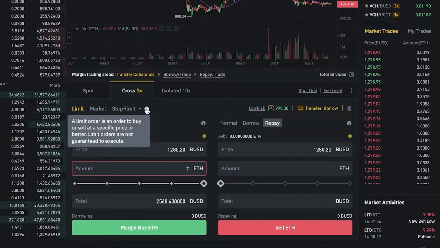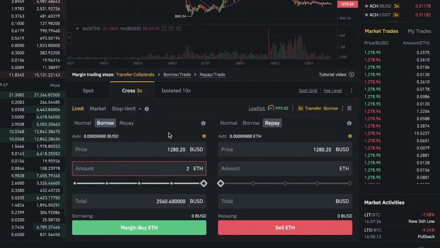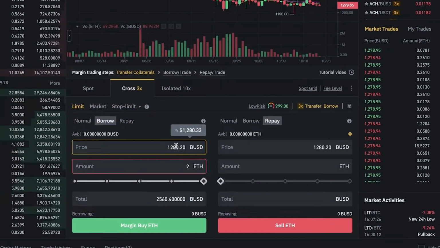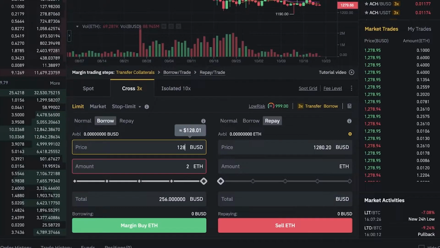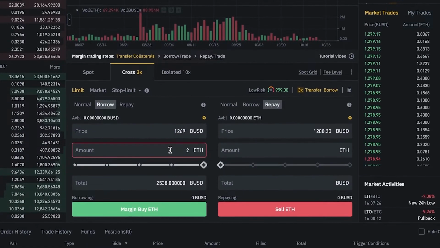This is what a cross 3x trade is, and a limit order is to buy at a specific price or to sell at a specific price depending on the price that you enter. So you can see the current price is 1279, and the limit order that I'm putting in will be lower than that. So I would go with 1269. It's 10 cents less. So this is the price that I want to margin buy at, and you can enter the amount of Ethereum that you want to buy.